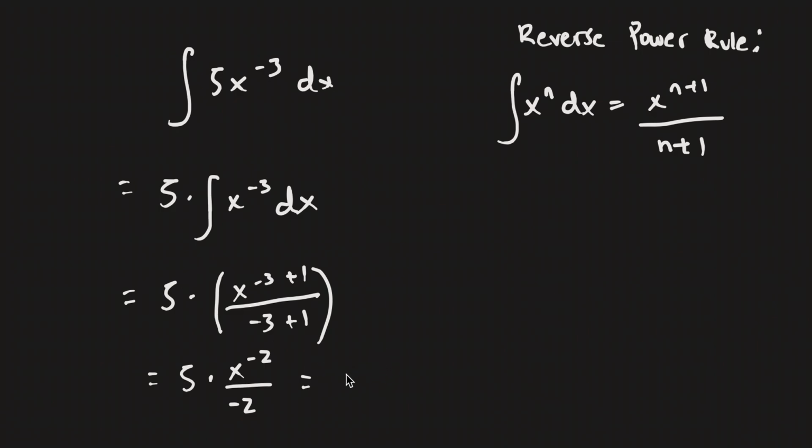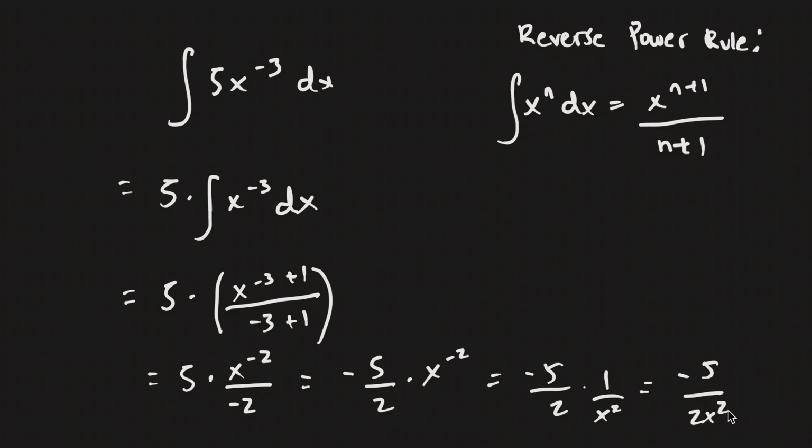So we can rewrite this as negative 5 by 2 times x to the negative 2, which can be rewritten as negative 5 by 2 times 1 over x squared, which can be rewritten as negative 5 by 2x squared. And that's your answer. I just showed you all these steps to make sure that you know how these negative exponents work. Sometimes they can be tricky.